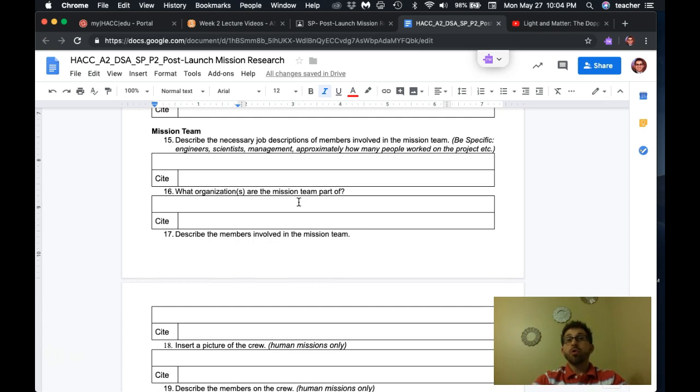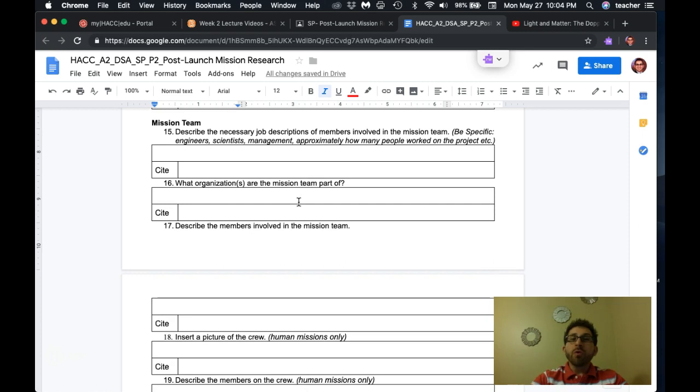Mission team. Who are these people that are actually doing the mission? Who are the scientists? Who are the engineers? Who are the managers? How many people worked on this project? What was the organization that actually is running the mission? A lot of times the mission is built by one group and it's operated by a different one. It's not always the case, but it's oftentimes the case.